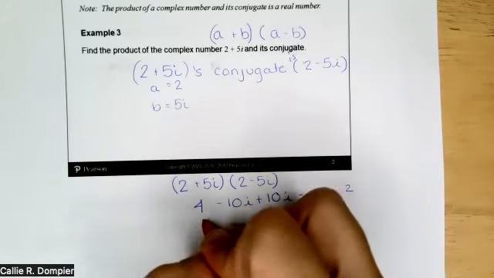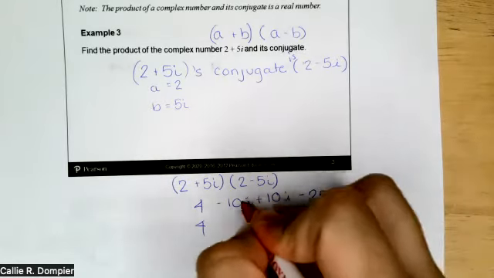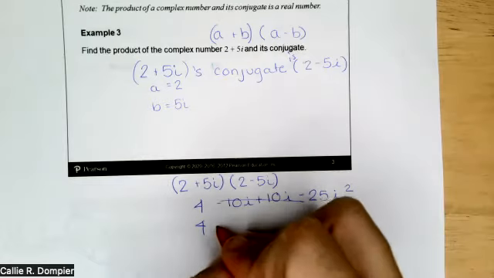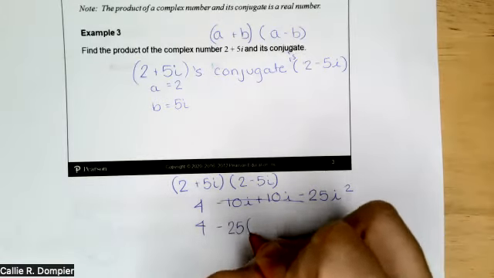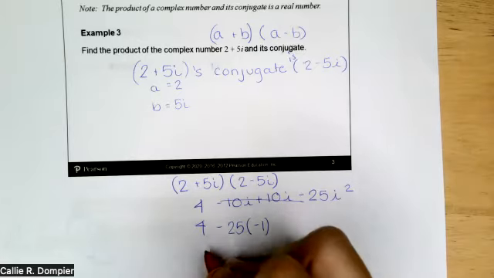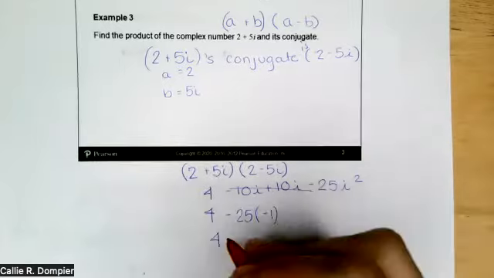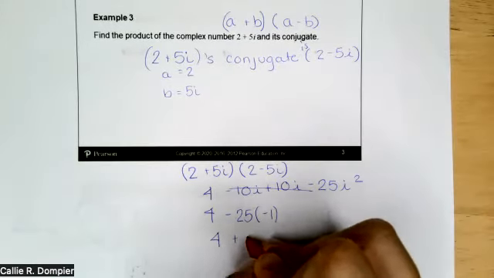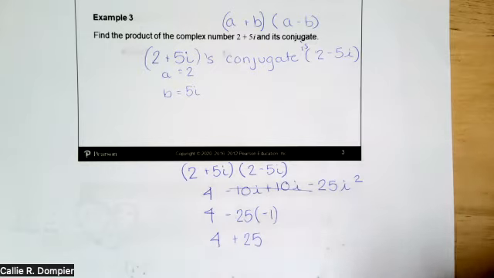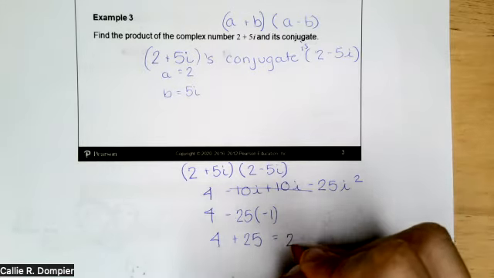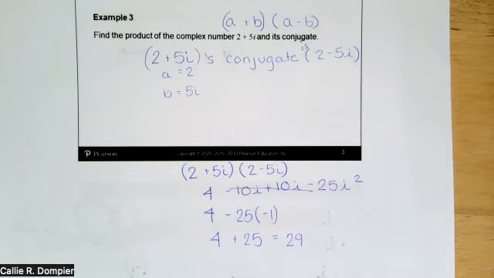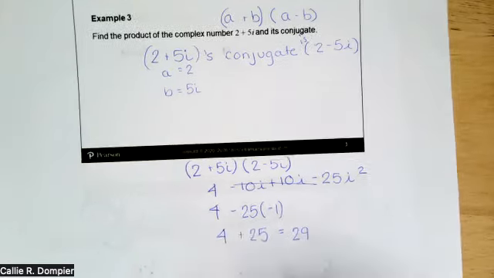All right, so now we still have 4. The negative 10i and the positive 10i cancel themselves out. Minus 25, that i squared becomes a negative 1. So now we have 4 minus 25 times negative 1. Negative 25 times negative 1 becomes a positive 25. And that is just 29. So by employing a conjugate, you can turn an imaginary term into one real number.